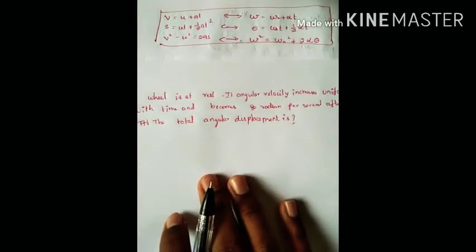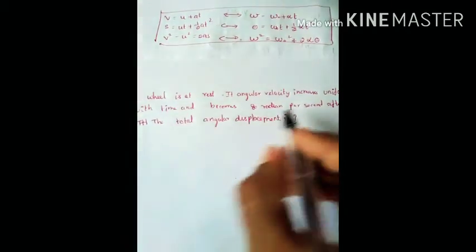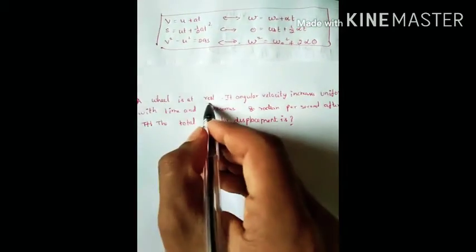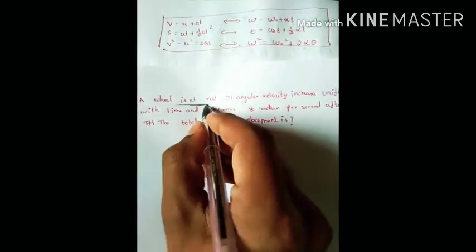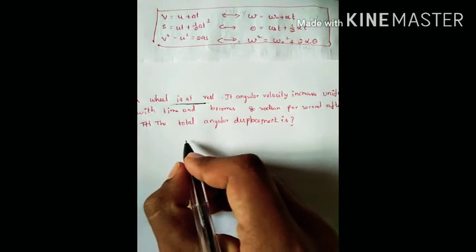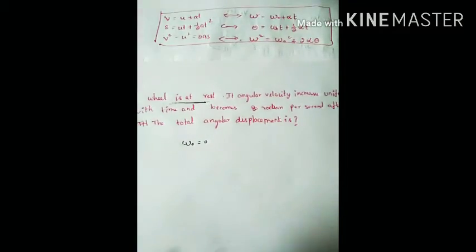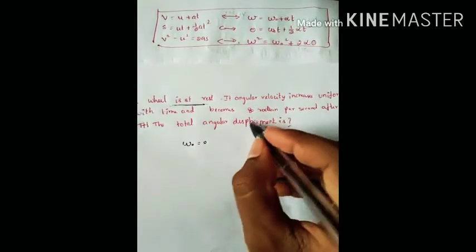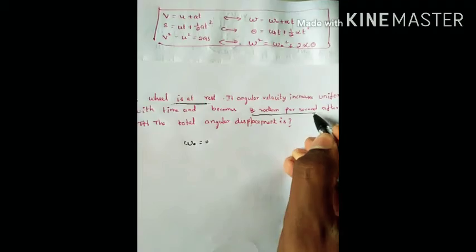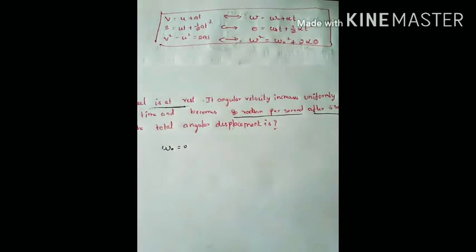Here they have given that the wheel is at rest initially. Hence, the initial angular velocity must be 0. And it becomes 80 radian per second after 5 seconds. This was the question. What's given in the question?